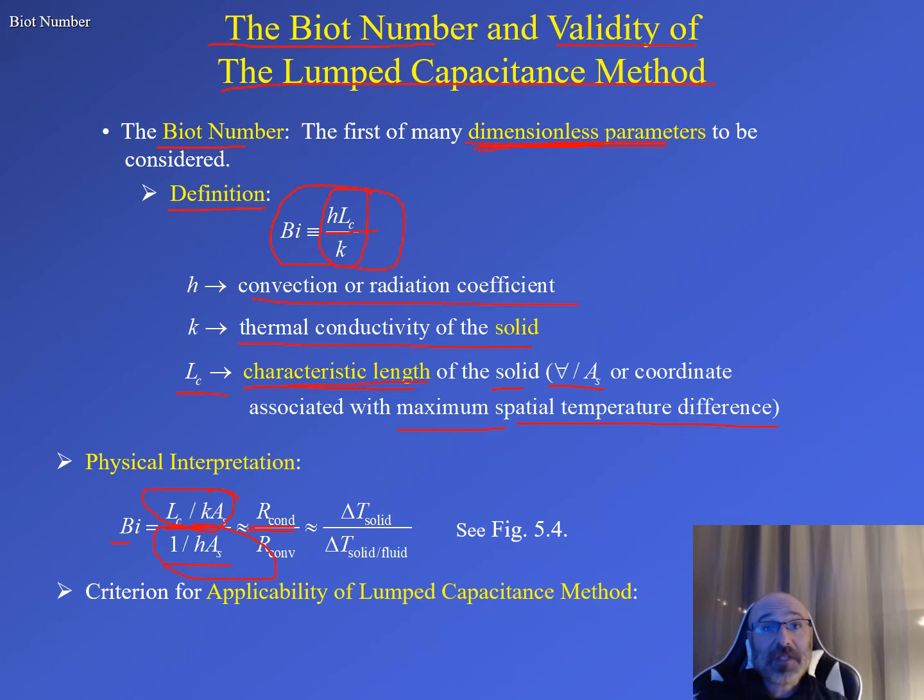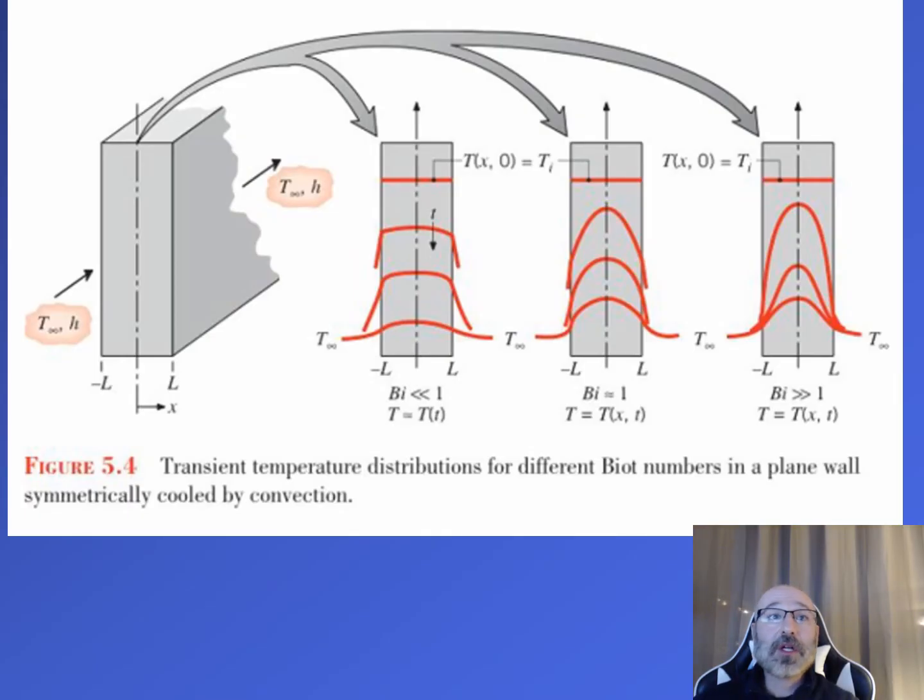And this is approximately equal to the change in temperature of the solid over the change in temperature of our solid fluid right there. We can take a look at the physical interpretation of this on the next slide, when we look at figure 5.4. And this is the criterion for the applicability of our lumped capacitance method. So let's take a look now at this figure 5.4 from our textbook.